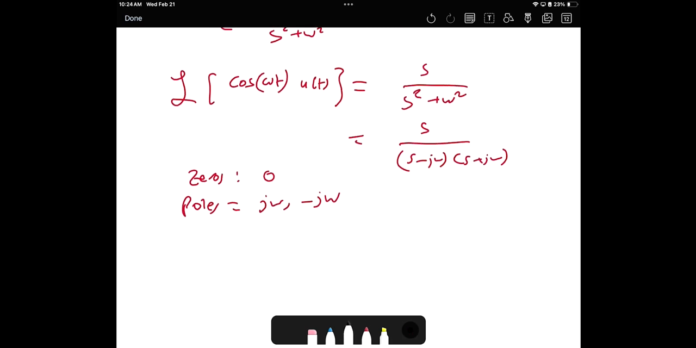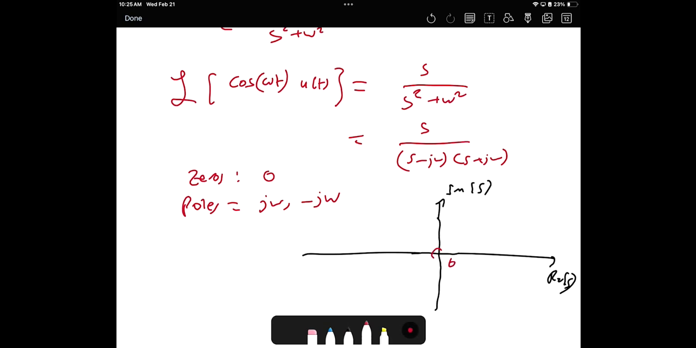If we need to plot this in the xy plane, or the s-plane as some people call it, which has real and imaginary parts, here is the zero, which is at 0. Then we have the poles at j omega and negative j omega. That's how it looks for the cosine. Okay, so how about the sine?